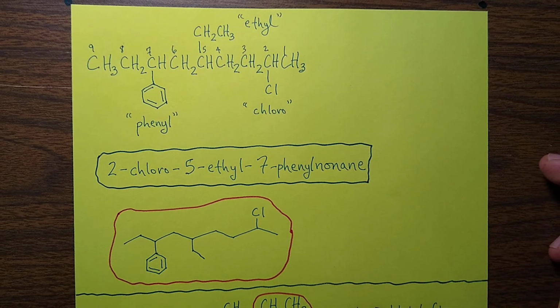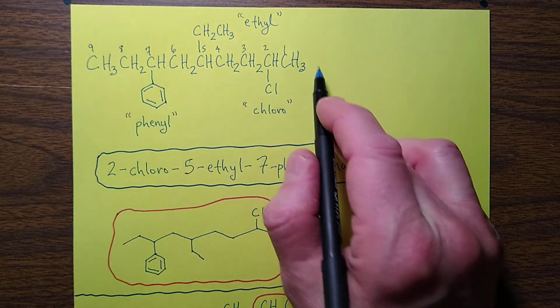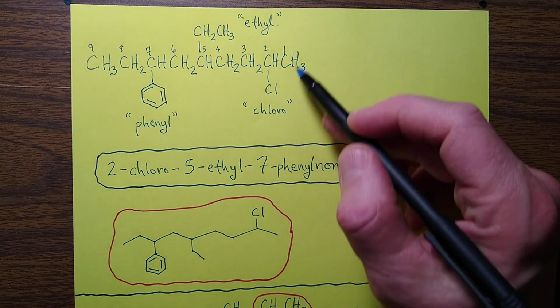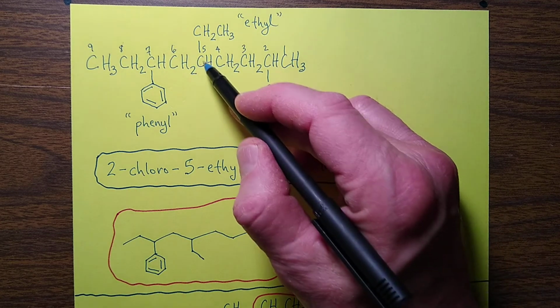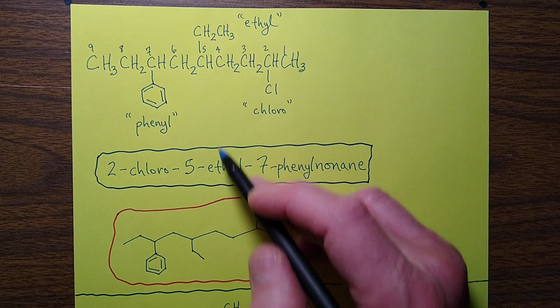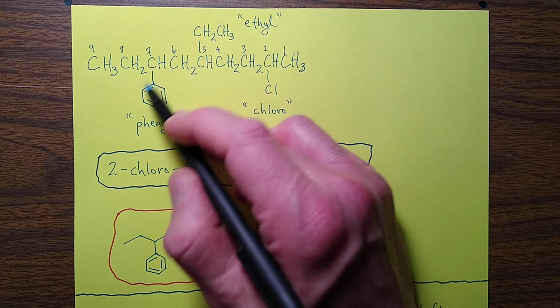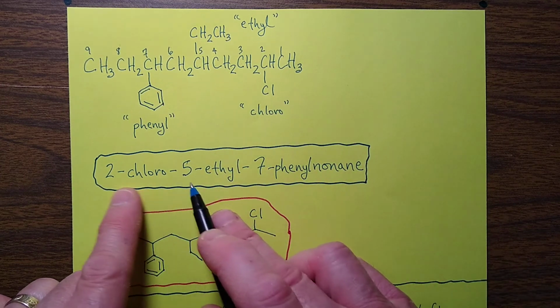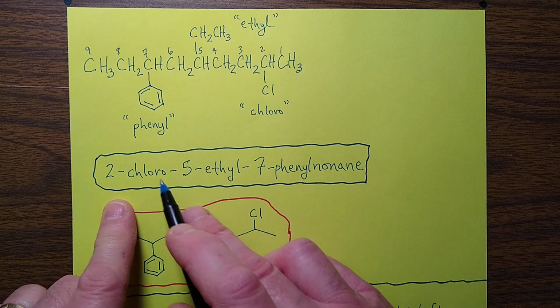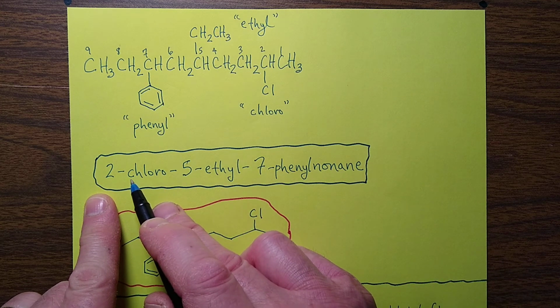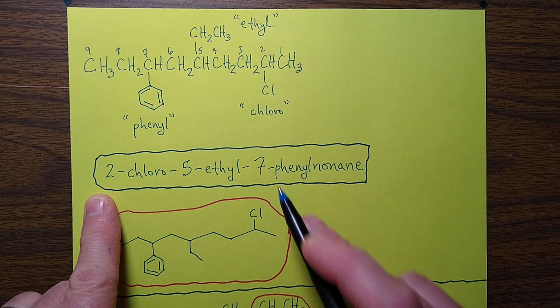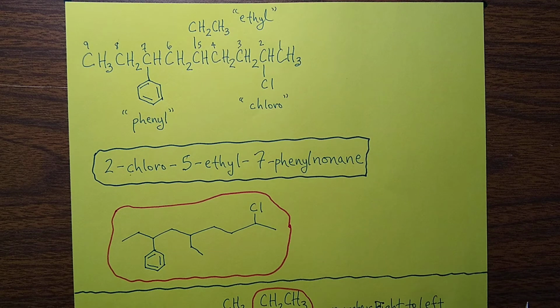This numbering is only of the parent chain. So here's my 2-chloro, here's my 5-ethyl, and here at my 7th position I have a phenyl group. Notice this is just coincidence, but the numbers go low to high at the same time as the alphabetizing goes, C before E before P. That's not always the case.